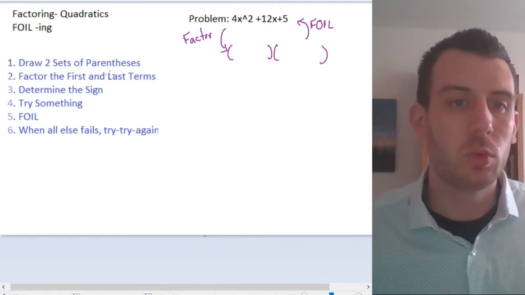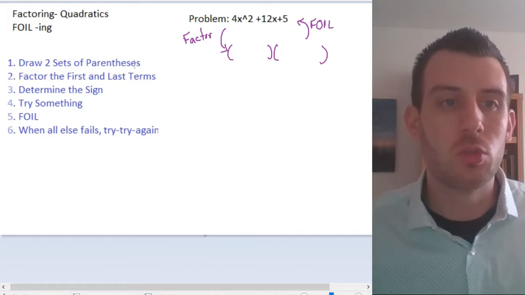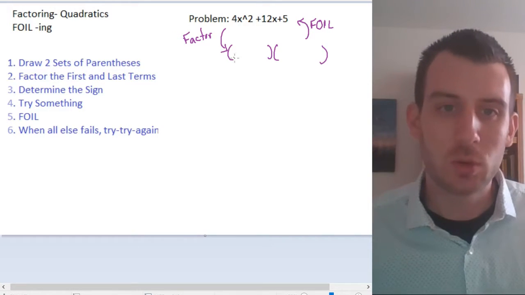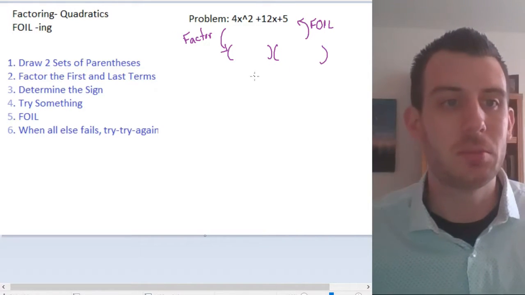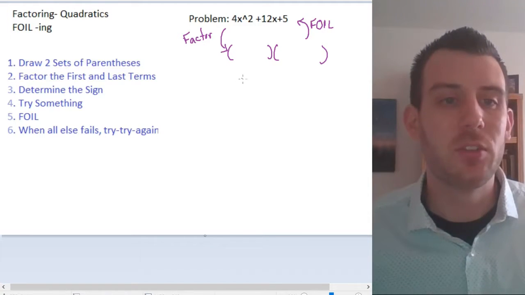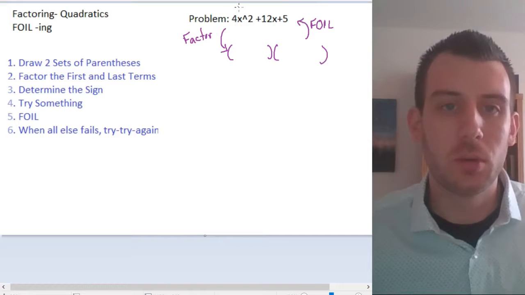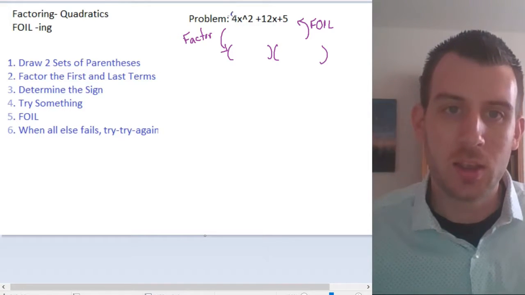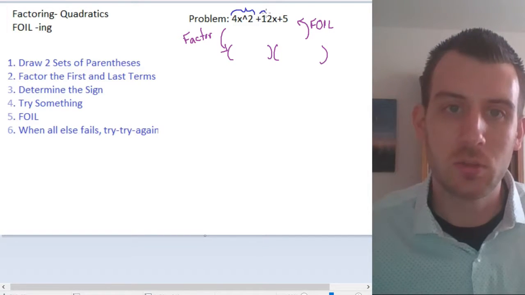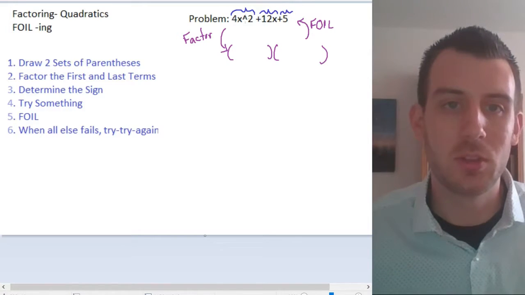So what do we do first? Well, the first step I wrote is to draw two sets of parentheses, and that's what I've already done. So let's go on to step 2. Step 2 is factor the first and last term. Ooh, first and last term, that's going to be a little bit of memory recall. A term is anything that's separated by a plus or a minus, so each of these is its own term. And the first term would be this 4x squared.